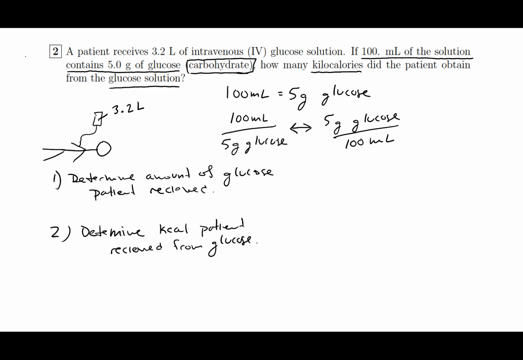Okay, so let's think about this. Let's do this problem in the 2 parts. We want to start with the first part, so we're not going to worry about the second part for a minute. So the first part, determine the amount of glucose the patient received. Okay, well, let's look at this. So we know that the patient received 3.2 liters of IV solution, and we know that there's 5 grams of glucose in 100 milliliters of solution.